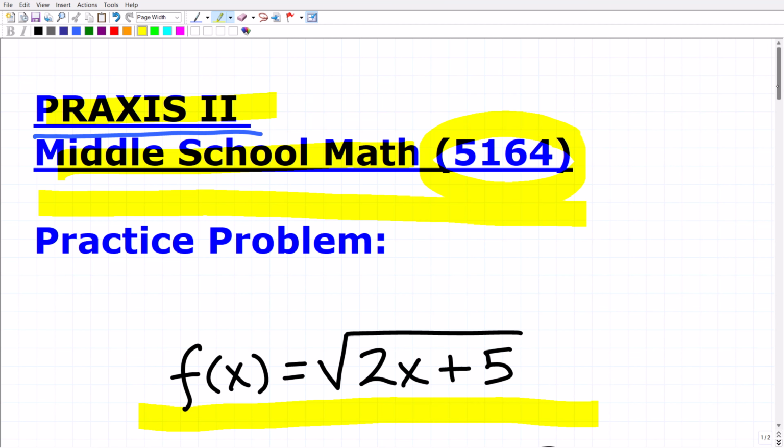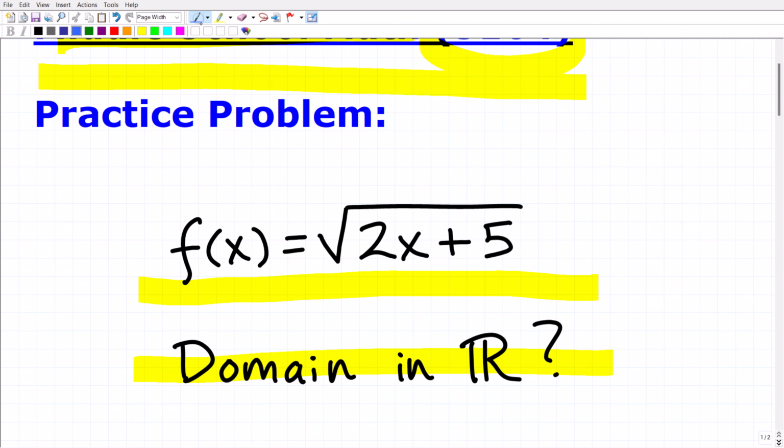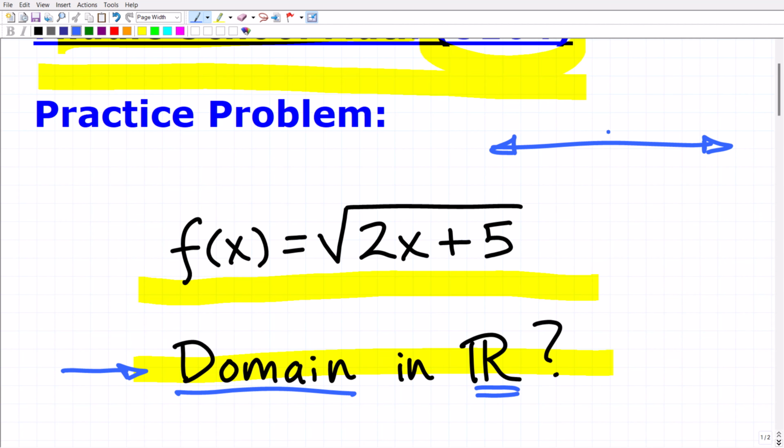All right, so let's go ahead and get into this problem. Again, functions is a huge part of algebra. And of course, we want to find the domain of this function under the set of real numbers. So what are we talking about here? Well, remember the real numbers are all those numbers that are on the real number line. So we have 0 here, and we have all the positive numbers here and all the negative numbers here. So all these numbers all together are called the real numbers, right? So we're talking about fractions, integers, decimals, irrational numbers, etc.